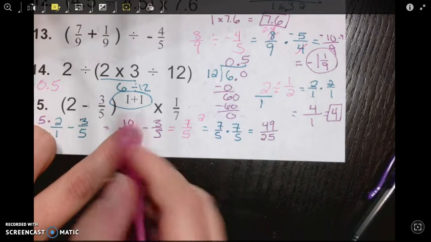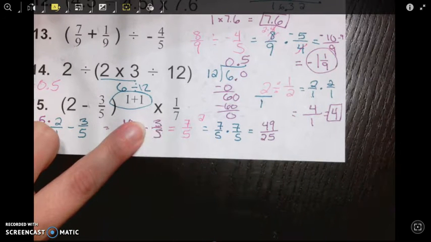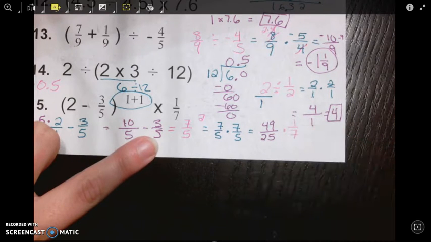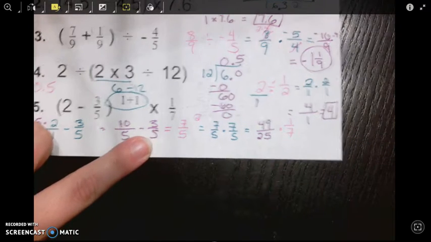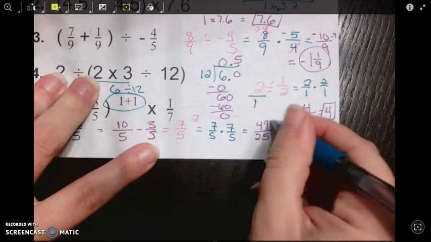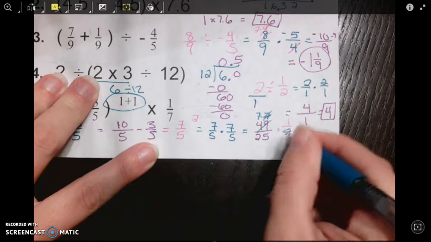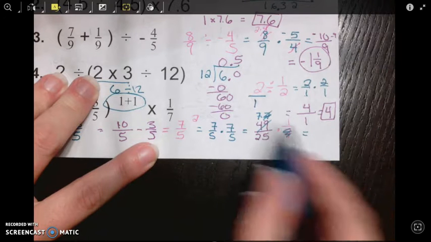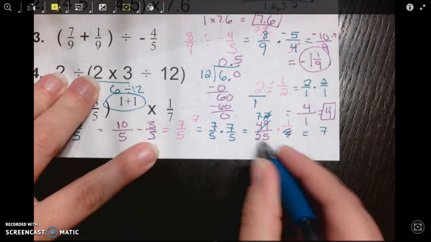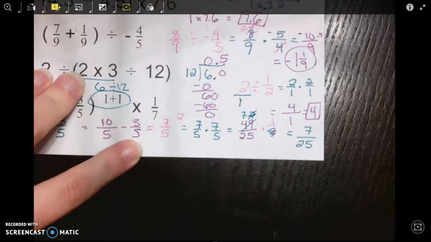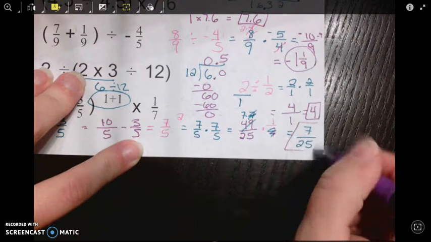Okay, and the last thing we do then is take that times 1/7. So 49 over 25 times 1/7. Okay, do you recognize the little bam bam rule we can do? 49 is 7 times 7. So this 7 can cancel out with this 7. So 7 times 1 on the top is 7. And on the bottom we're just left with 25. Can you reduce that? Nope, 7 doesn't go into 25. So that's our final answer, 7/25.